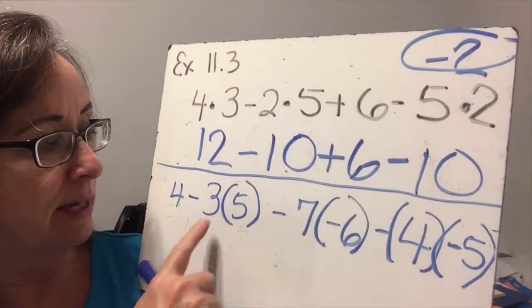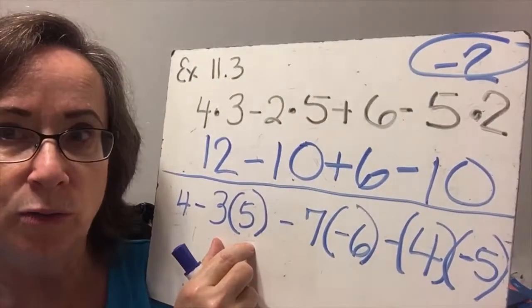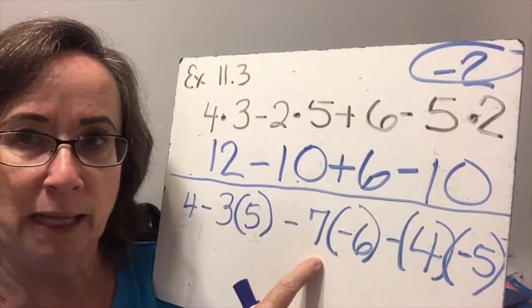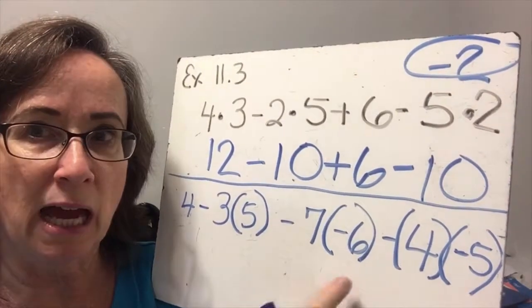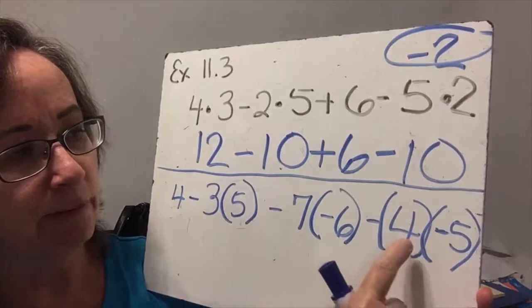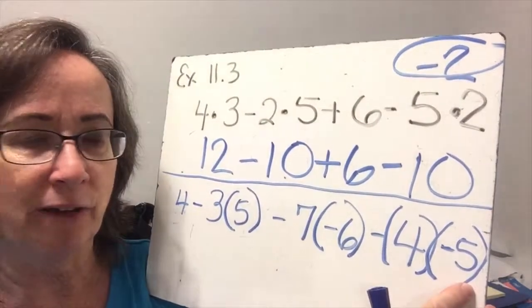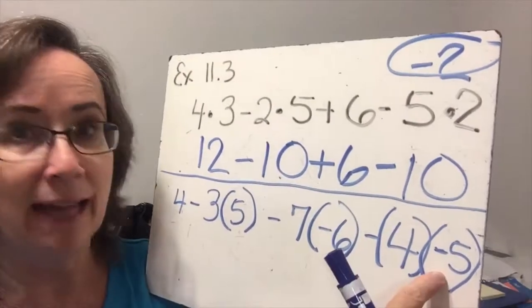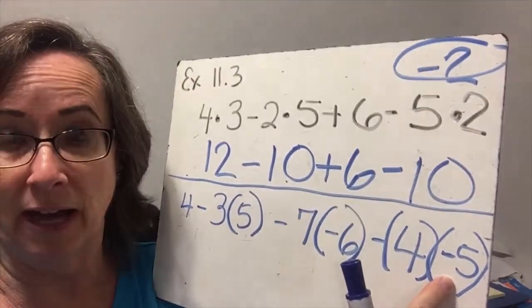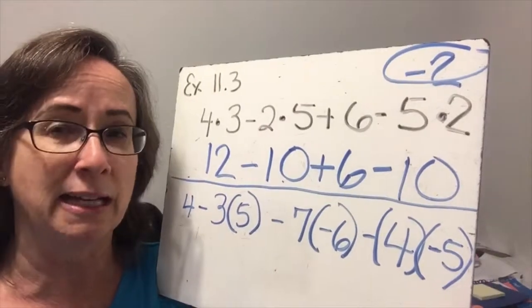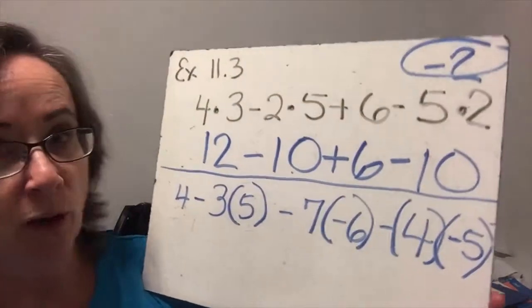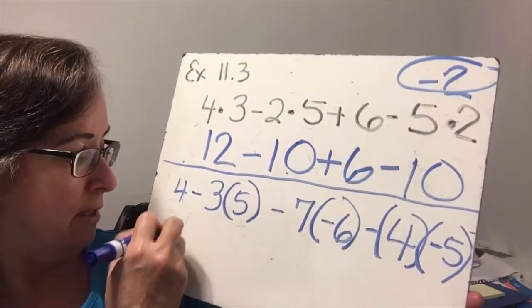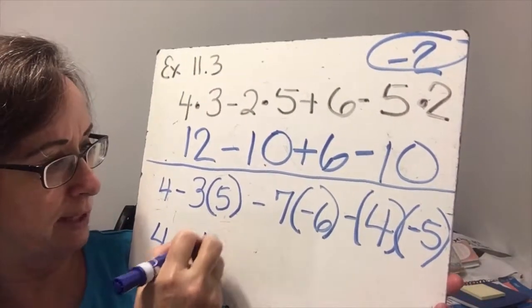We have the numbers close together with no symbol in between them. Now this is a negative 6 that's being multiplied by the 7, but there is no sign in between them. Okay, we've got a 4 times a negative 5, and there is no addition sign in between them. That negative is a negative 5, so it's the opposite of a 5. It's not a subtraction symbol. So here we go, left to right. We're going to take care of everything that is multiplication. So 4, take away 15.